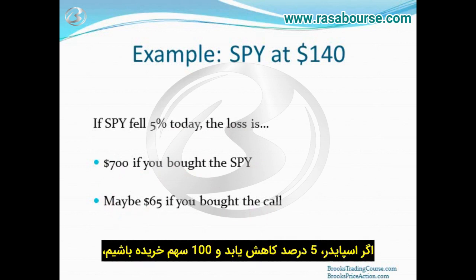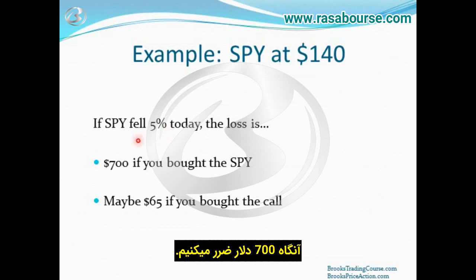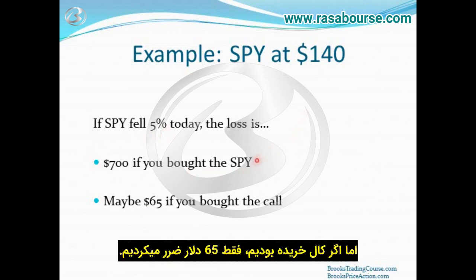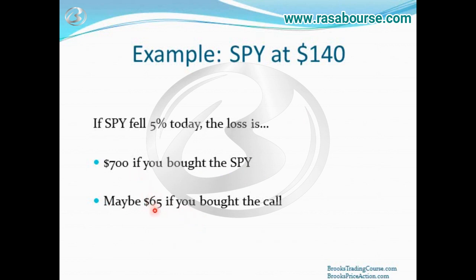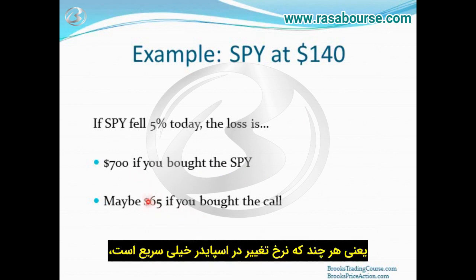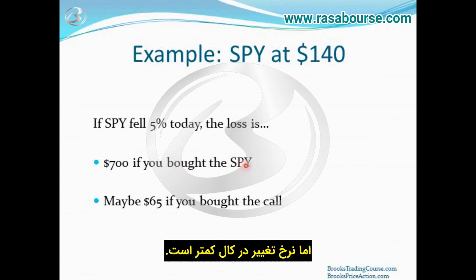If the spider fell 5% today, a big move in the spider, you would lose $700 on your 100 shares. However, you maybe only will lose $65 if you bought the call, right? So on the downside, the losses are much, much smaller. Even though the rate of loss might be very fast in the spider, the rate of loss in the call will be less.